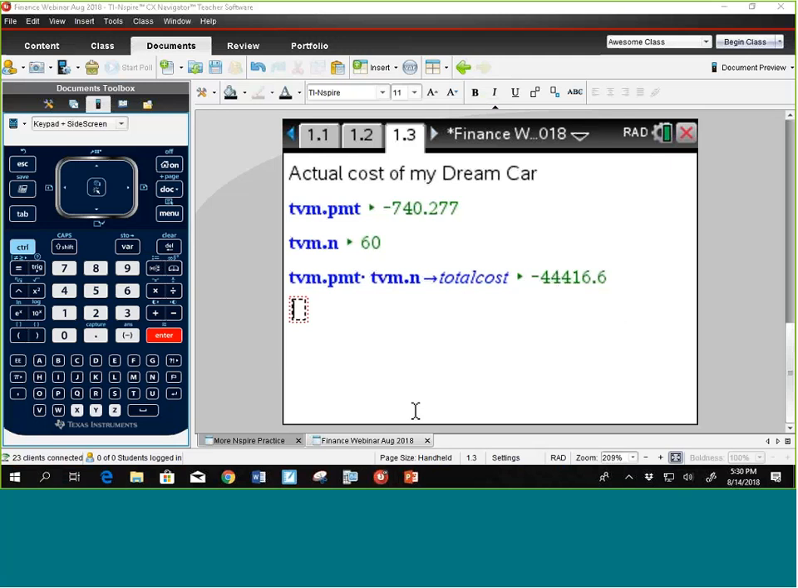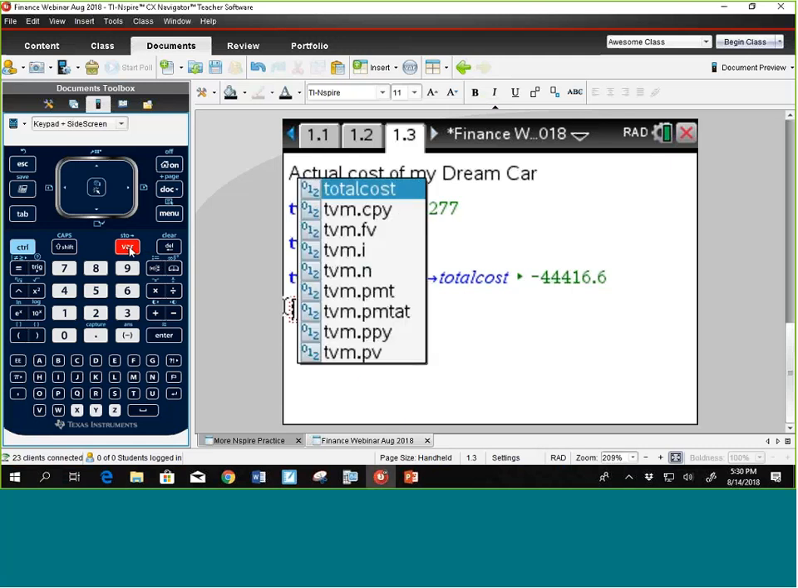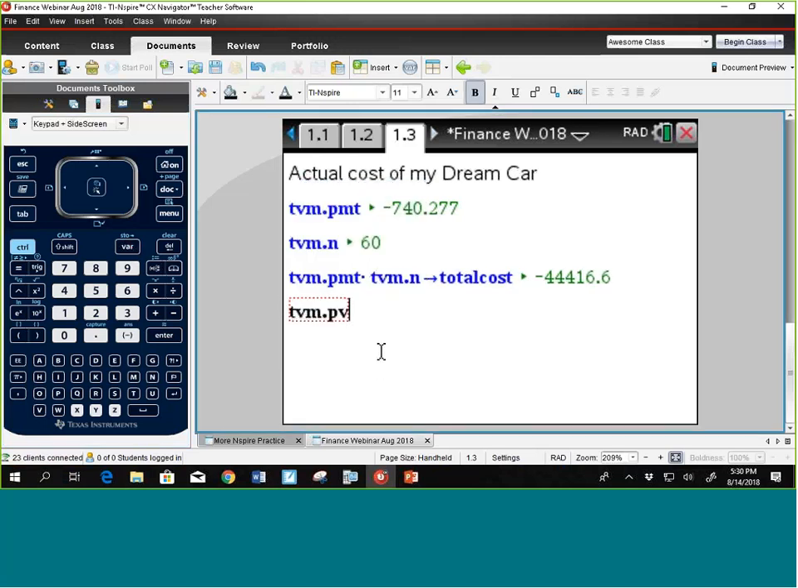So now how much is that? What was the actual loan amount? The present value was $40,000. So could I do another calculation?